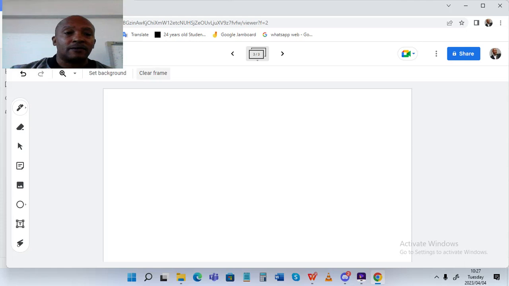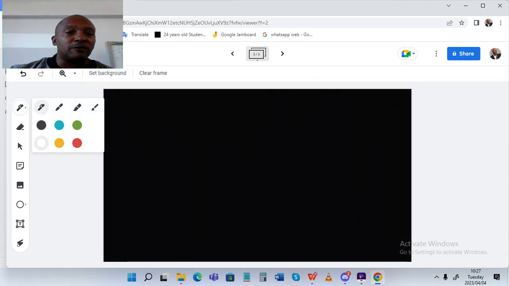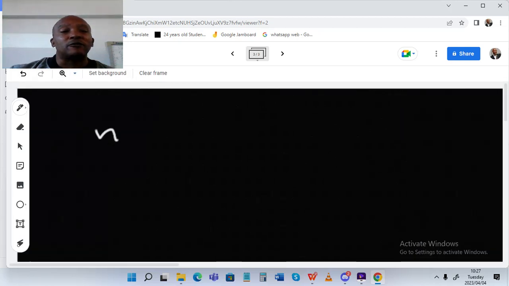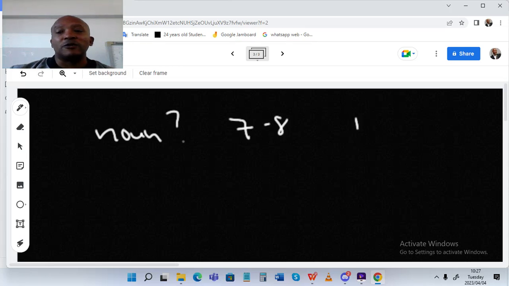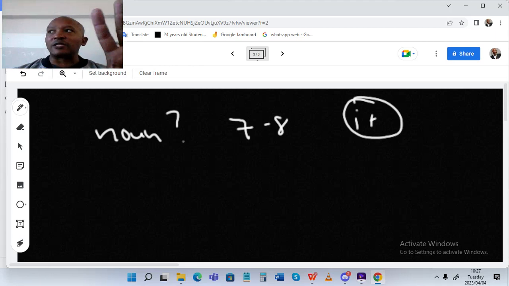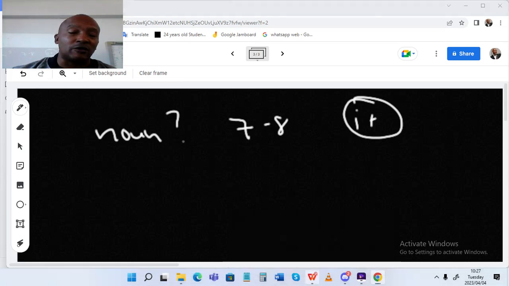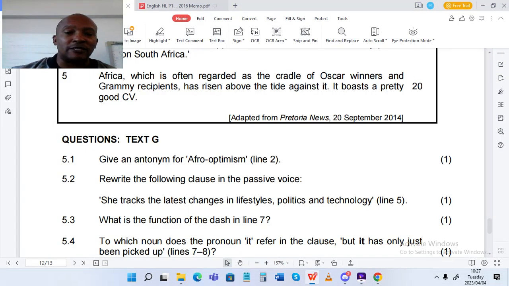I would make a note to myself on my paper: they're looking for a noun. Which noun in line 7 to 8 does the word it belong to or refer to? They give you a lot of words in a sentence, but this is what they're asking. Go look for a noun in line 7 to 8 and ask to which noun the word it refers. What did you write? Well, let's first go look at line 7 to 8.